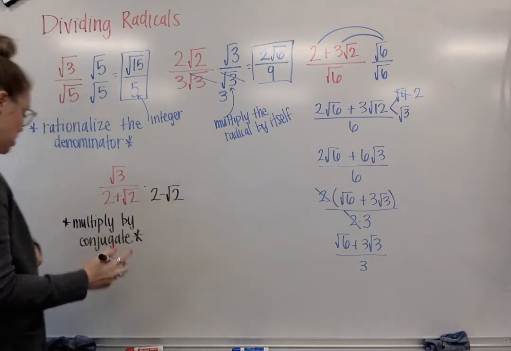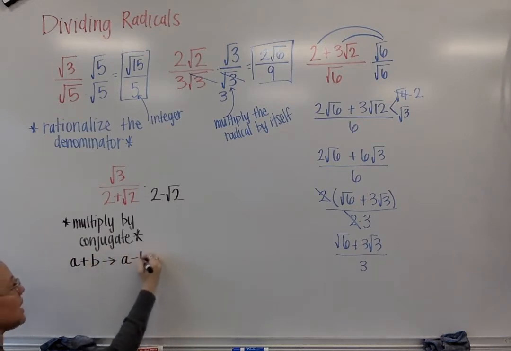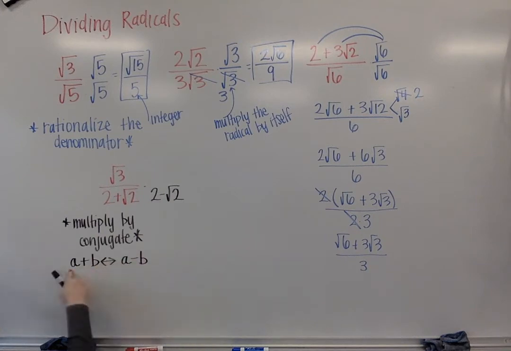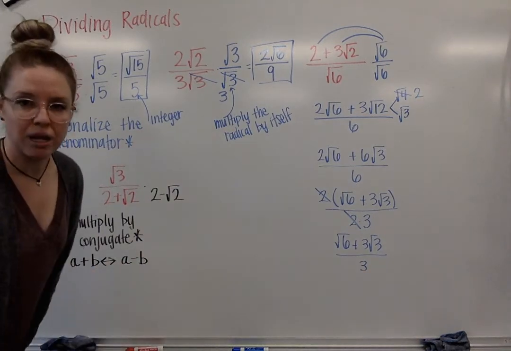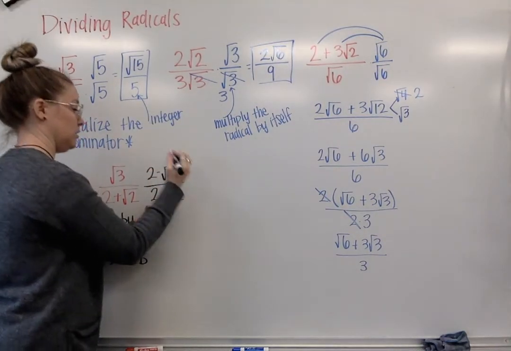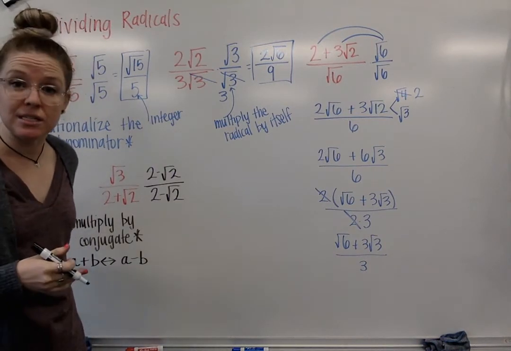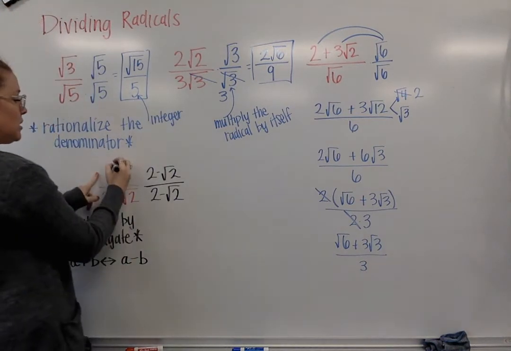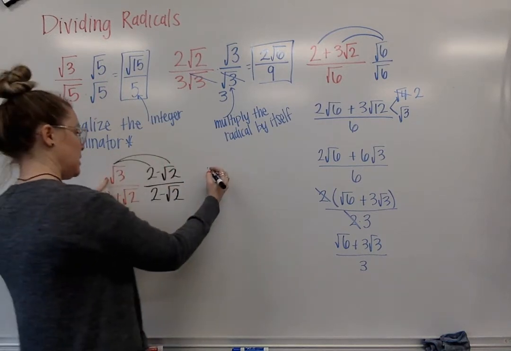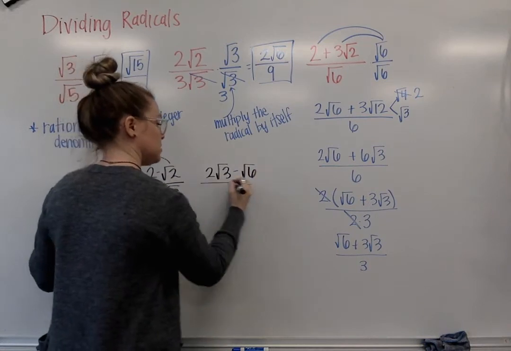That's the whole point. So conjugates, when we think about a conjugate pair, this one's a plus b, so its conjugate is a minus b. But if we have a minus b, its conjugate is a plus b. Okay? So what I'm going to do is multiply by my conjugate here. We're going to see some distribution, so we've got to take care of that, and then we're just going to simplify, see what happens. So in the numerator, I'm going to distribute my root 3. So I'm going to get 2 root 3 minus the square root of 6.